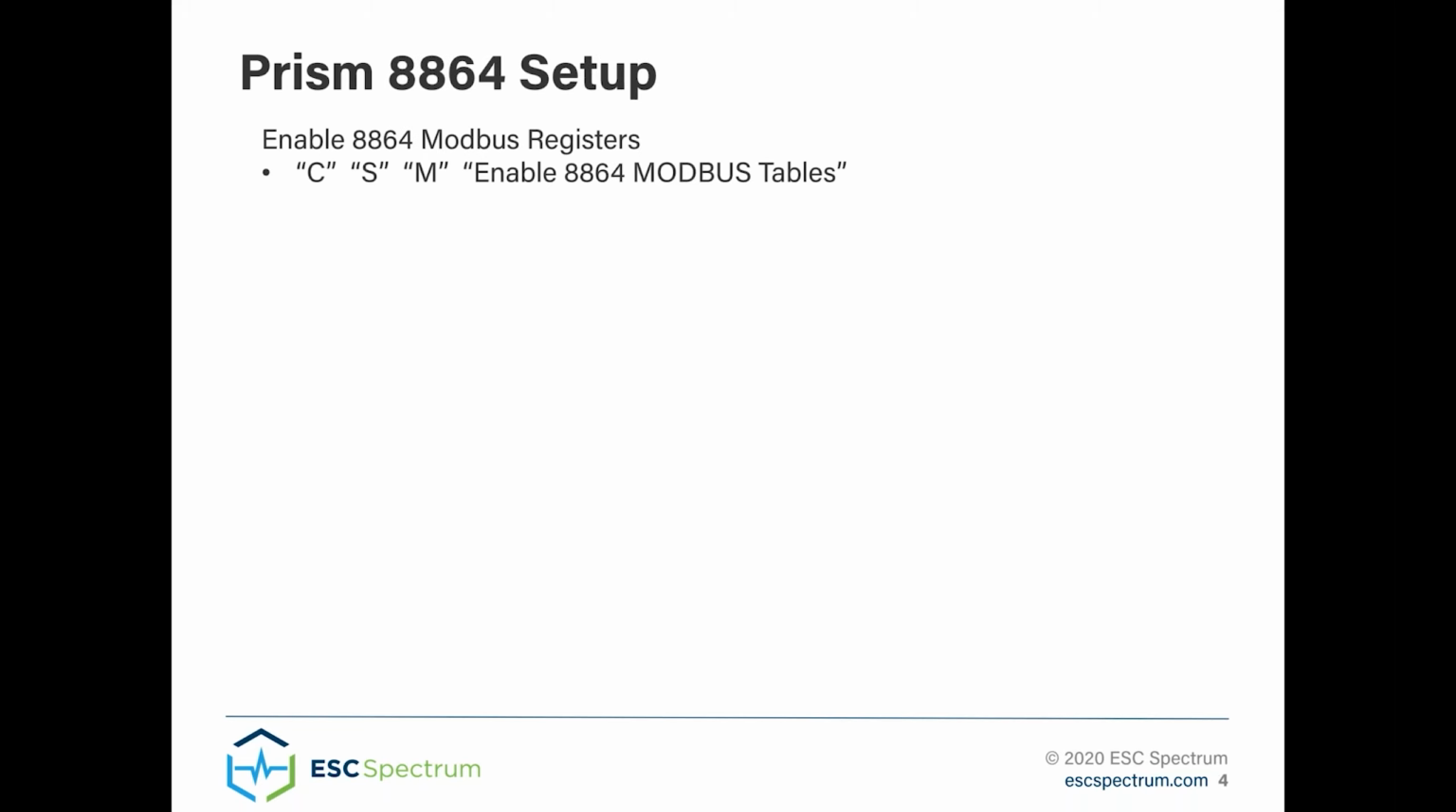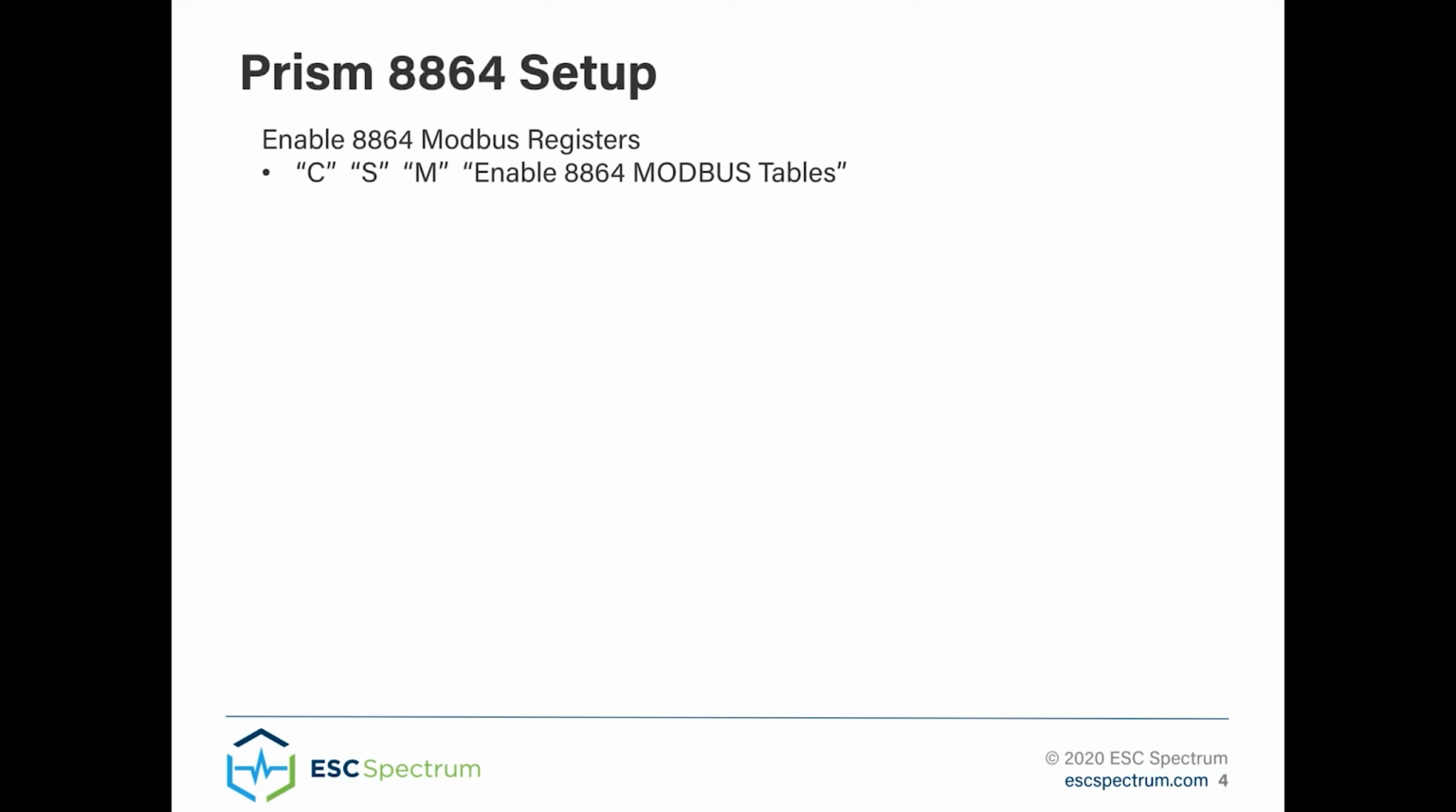So I wanted to go over some of the 8864 setup steps that you might see when using your 8864 with Prism. ESC Spectrum will set up a new 8864 for you. We'll configure it depending on your hardware requirements, your hardware cards that go into the 8864. Get the points configured, the logger ID, IP address, all that will be set up initially.